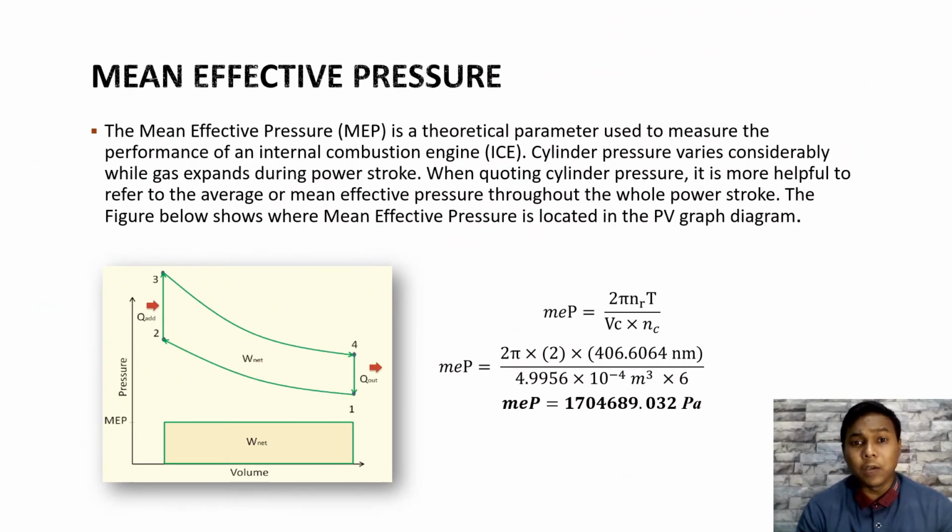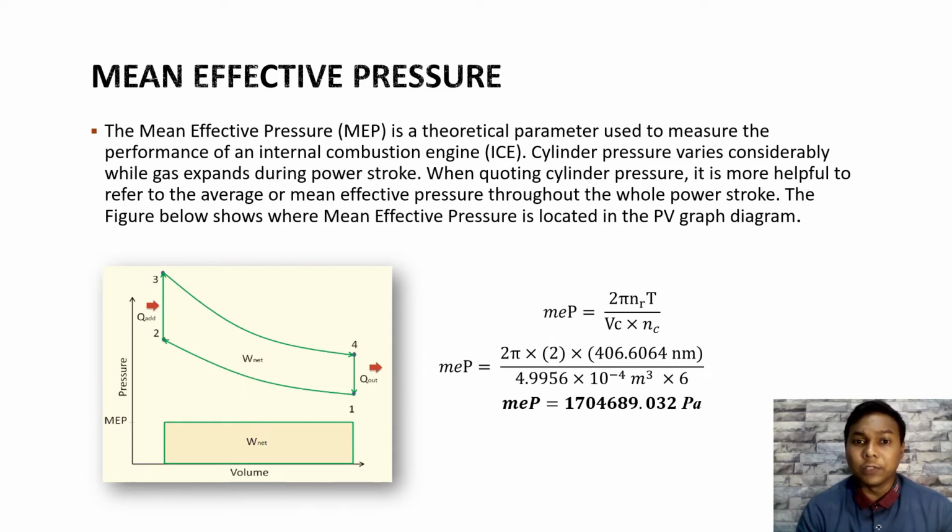Okay, for my part, I will explain about the mean effective pressure, MEP. The mean effective pressure is a theoretical parameter used to measure the performance of an internal combustion engine. Even if it contains the word pressure, it's not an actual pressure measurement within the engine cylinder. The cylinder pressure in an ICE is continuously changing during the combustion cycle. The figure below shows where the mean effective pressure is located in the PV diagram.